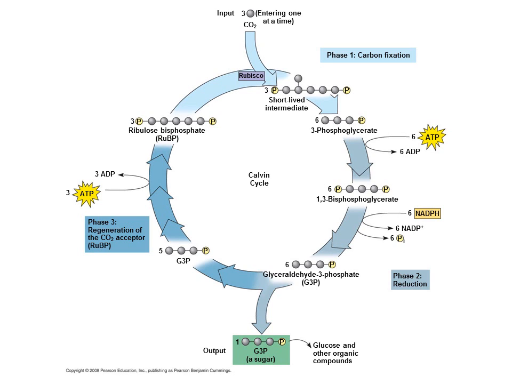The output is a 3 carbon sugar called G3P, and you can see that the original starting component of the Calvin cycle, which is ribulose bisphosphate, is regenerated. That's what makes it a cycle.